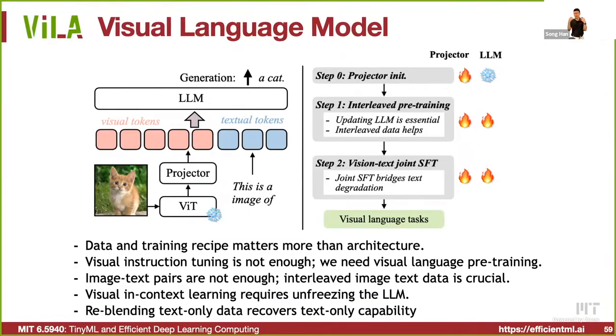So basically, we can expand this idea to other modalities as well. People are realizing everything can be tokenized. Everything is token in, token out. And in this lecture, we are going to learn those training recipes: that data and training recipe actually matter more than the architecture itself, why visual instruction tuning is not enough, why we need visual language pre-training, why image-text pairs are not enough and we need interleaved image and text, and how we blend them.